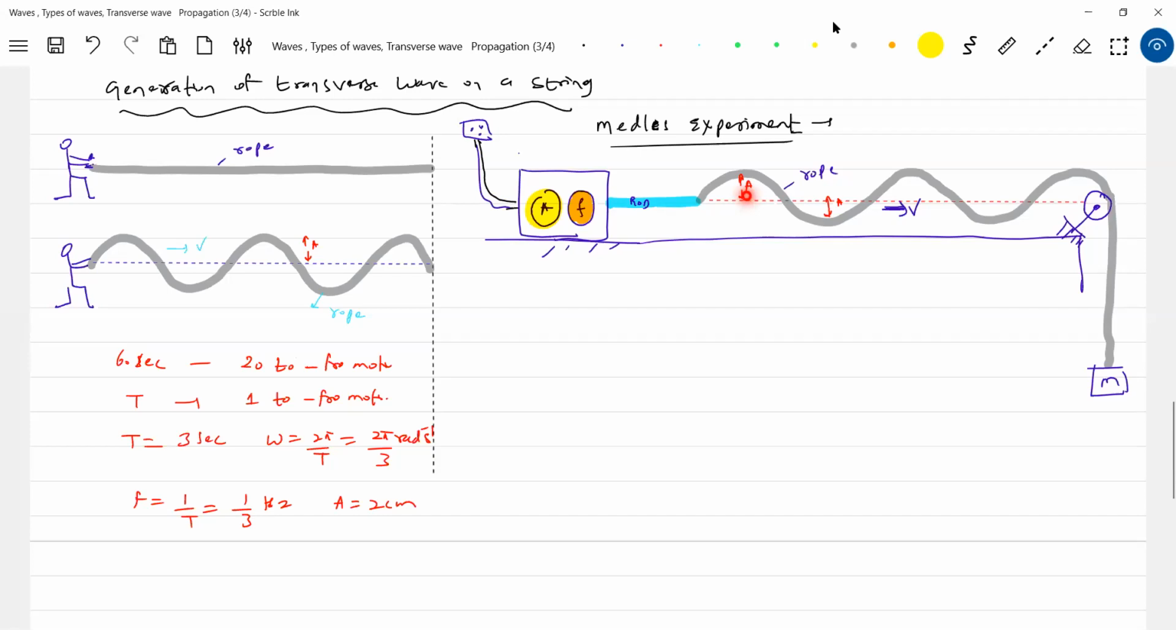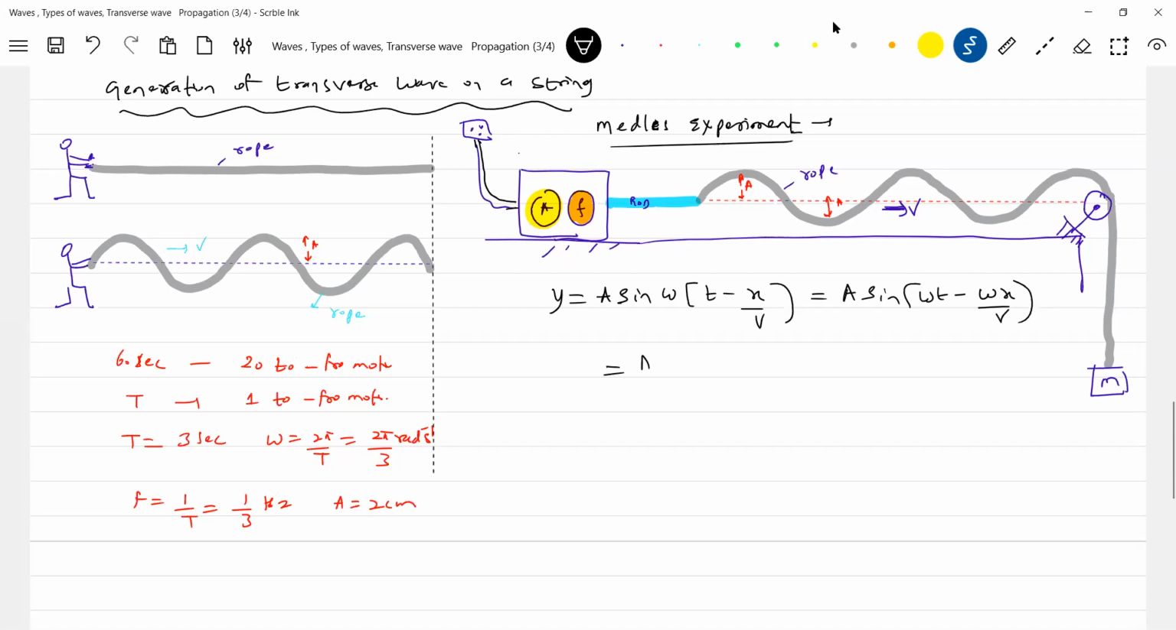Fine. So the amplitude and the frequency are set by rotating the knobs, and the disturbance will propagate towards the right. Got the idea? So what is the wave equation? We have y equals a sin(ωt − ωx/v). This I will rewrite as a sin(ωt − kx). So what is k now? k is called the propagation constant, not the spring constant, or the wave number. You can call it the propagation constant.